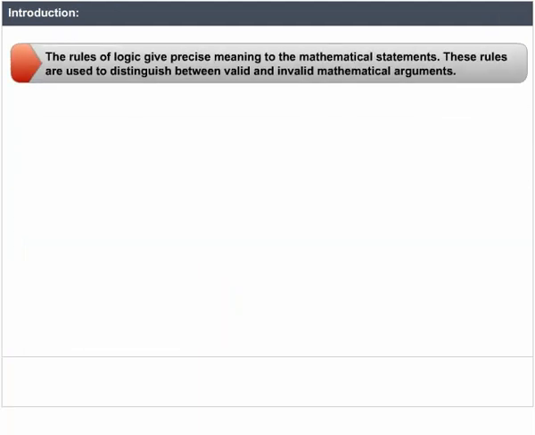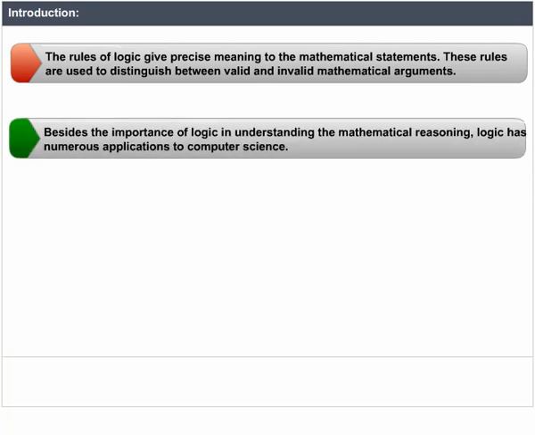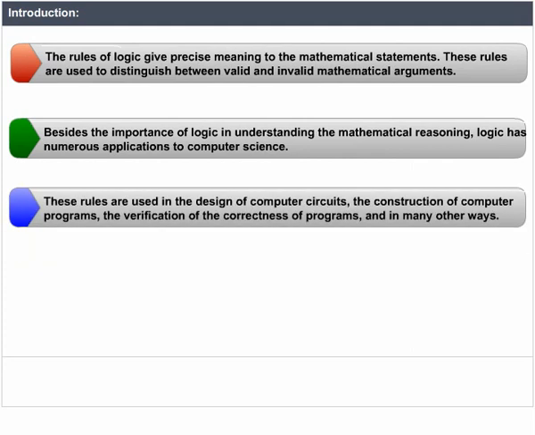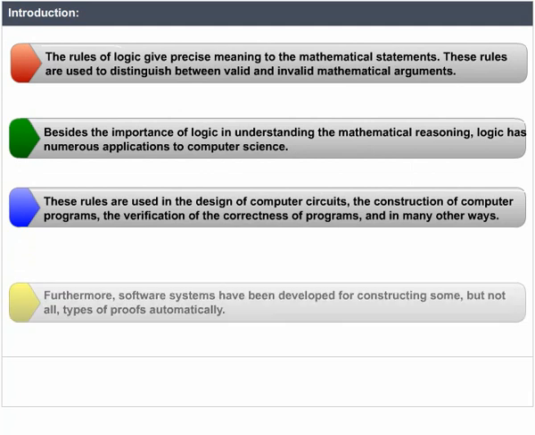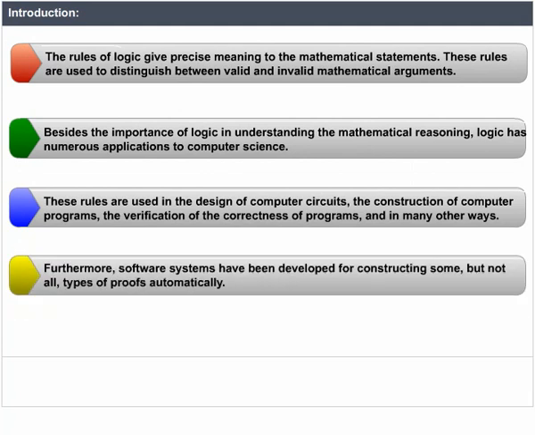The rules of logic give precise meaning to mathematical statements. These rules are used to distinguish between valid and invalid mathematical arguments. Besides the importance of logic in understanding mathematical reasoning, logic has numerous applications to computer science. These rules are used in the design of computer circuits, the construction of computer programs, the verification of the correctness of programs, and in many other ways. Furthermore, software systems have been developed for constructing some, but not all, types of proofs automatically.